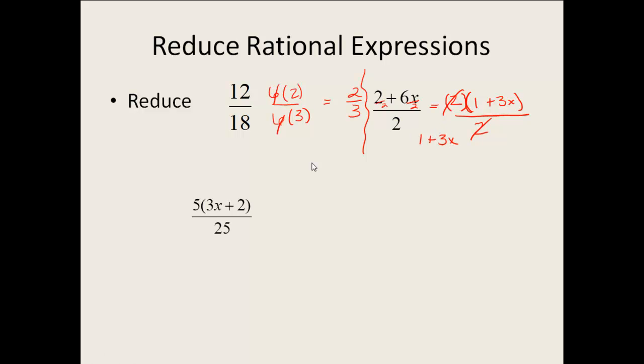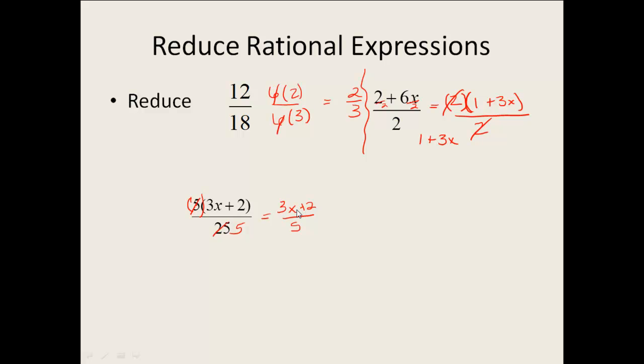Here's another example. I've got 5 times 3x plus 2. Now this one is already in terms of multiplication because it's 5 times this quantity. So I can go ahead and reduce my 5 and my 25. That will reduce down to a 1 and a 5. So I would have 3x plus 2 divided by 5.